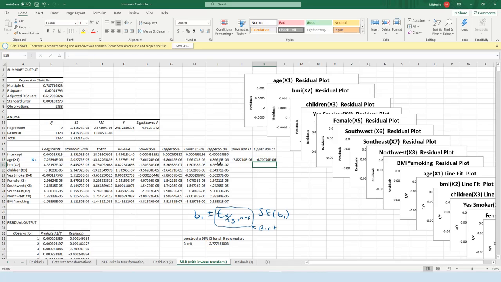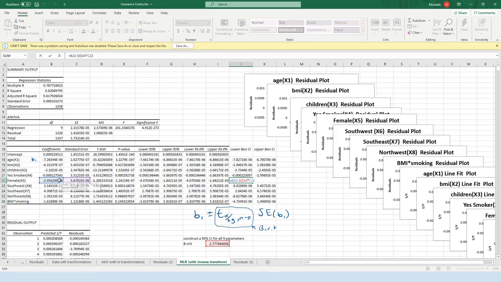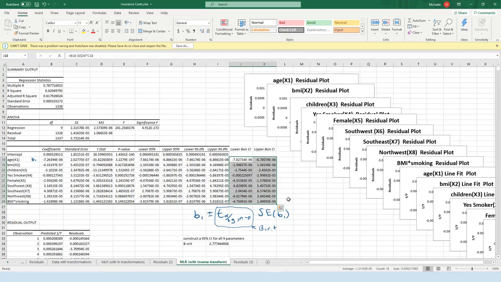You're not going to have to type that in for all of these. You can just highlight these cells, get your cursor to look like that black cross, double click, and it'll fill it all in for you. So you see each one is taking the coefficient, minus for the lower, minus this B crit times the standard error. Very good. So there you have it. These are my 9 confidence intervals, and I'm 95% confident about all of these intervals.